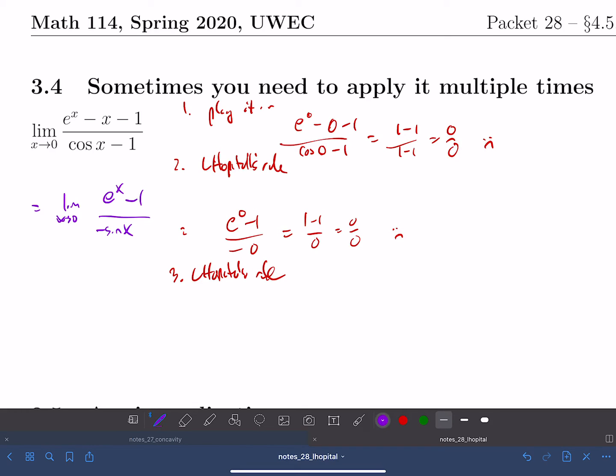So L'Hopital's rule, we're going to do that again. So this problem is equal to the limit as x approaches 0 of e to the x. The derivative of the minus 1 is 0 over minus cosine of x. That's 1 over minus 1. Minus 1. So multiple applications got me there. We can make it take an arbitrary number of applications.